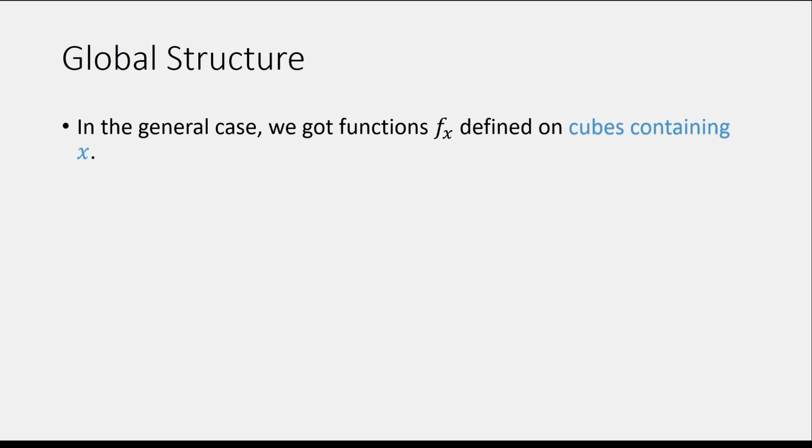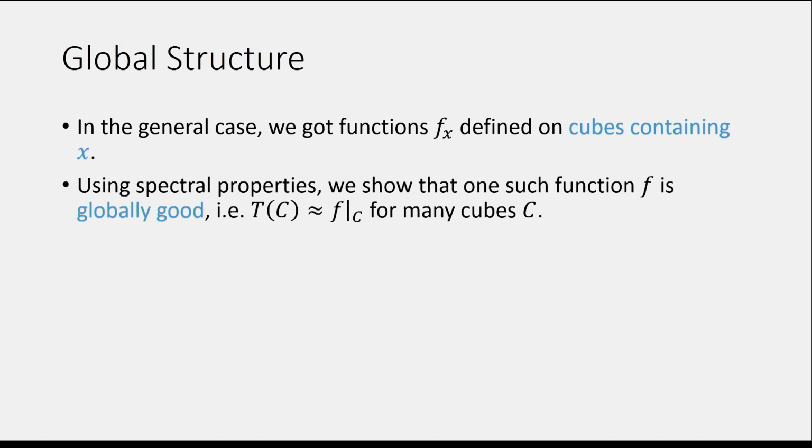So what we got previously are many functions f of x, and each of them is defined by the most frequent value on some subset of the cubes containing x. And in the global structure, what we actually do is find one of these x's that is globally good, that its function f equals the table on about an alpha fraction of the table. And the way we do it, we use some spectral properties that I don't have time to speak about. So if you are interested, you can ask me in the poster session.